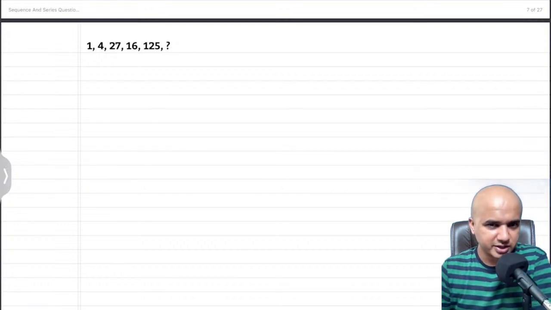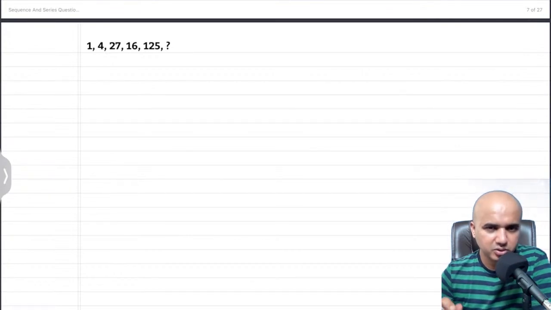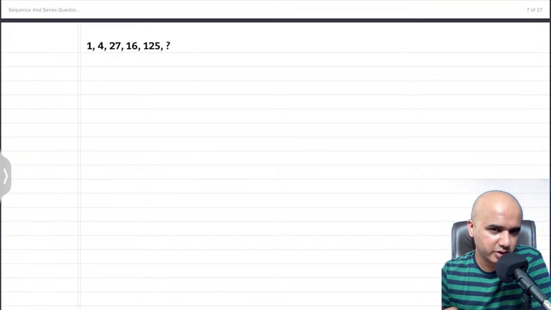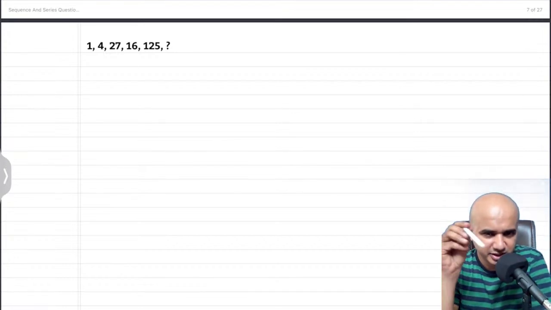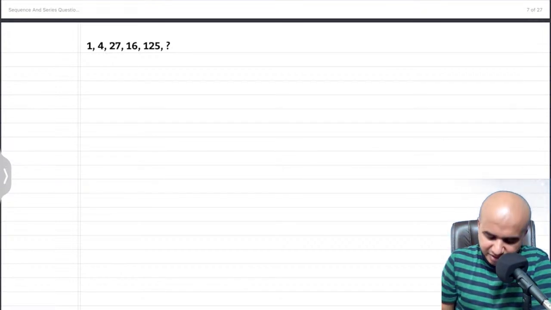1, 4, 27, 16, 125. Multiplication would be involved here because there is a sudden jump. And also, it looks like the series is alternating, no? We have 1, 4, 27, 16. I think there is some printing mistake. It should have been 16 and 27. Anyway, we'll see. So, all these are squares, right?